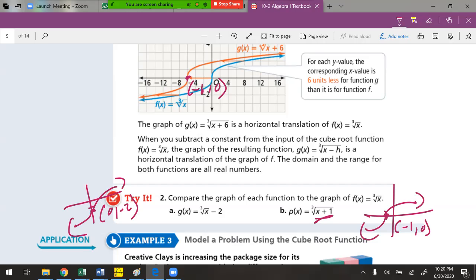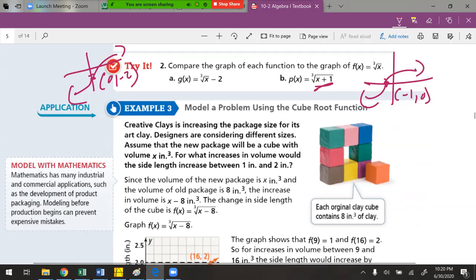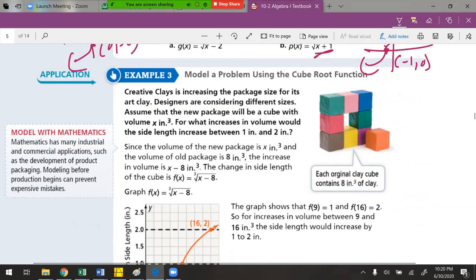Let's look at the next example here. Modeling a problem using the cube root function. Basically for this, all you have to do is plug in the numbers, and then you're making comparisons.